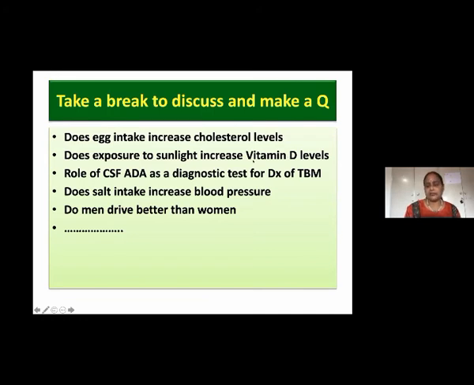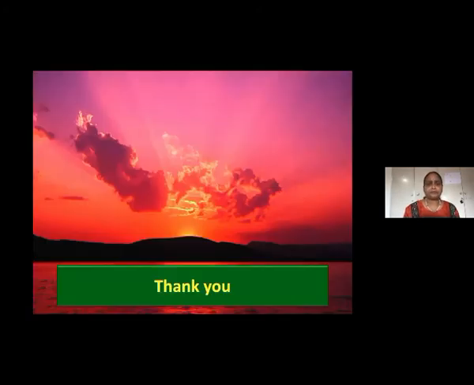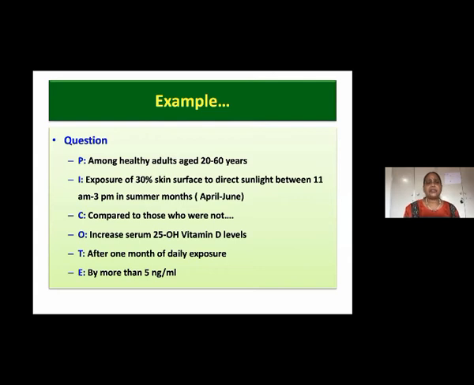This is a question I've done with a lot of groups before. And here you see, I have put it in PICOTS. Among healthy adults aged 20 to 60, exposure of 30% of skin surface to direct sunlight between 11 a.m. and 3 p.m. in summer months. So my intervention is very specifically highlighted. Every component is done. And compared to those who were not, does it increase serum vitamin D level?